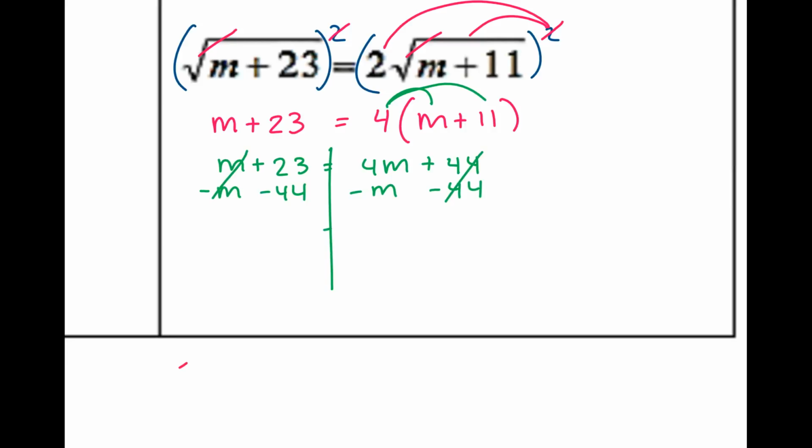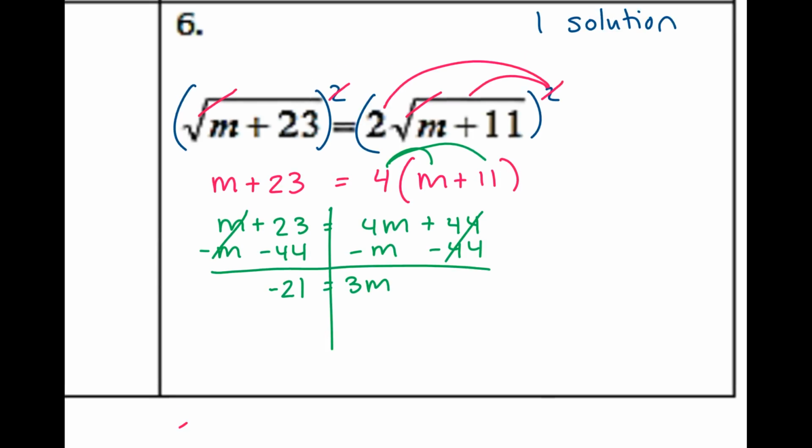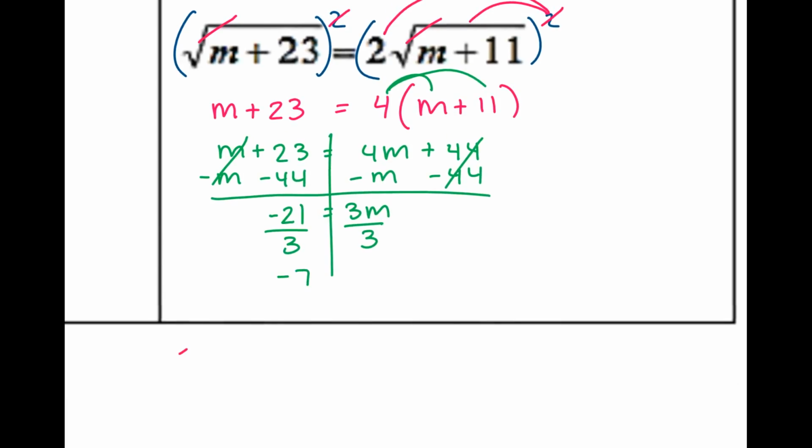And I'm left with, oh, not 4. 4 minus 1 is 3x. And 23 minus 44? Perfect. And then what do I do? Divide by 3. And I get x equals negative 7. Now I know this is strange, it's negative.